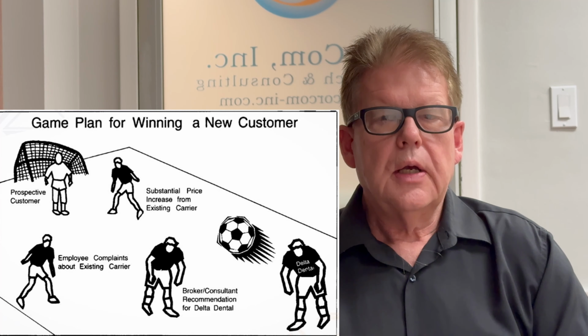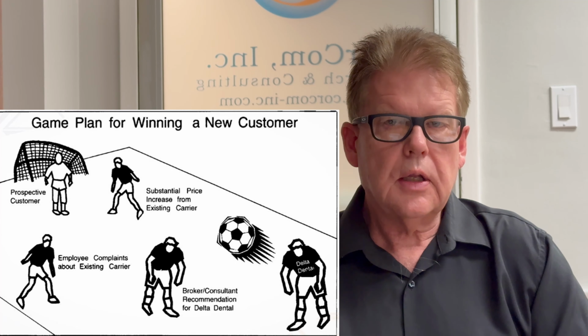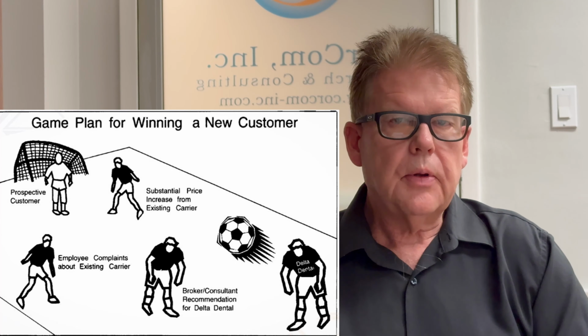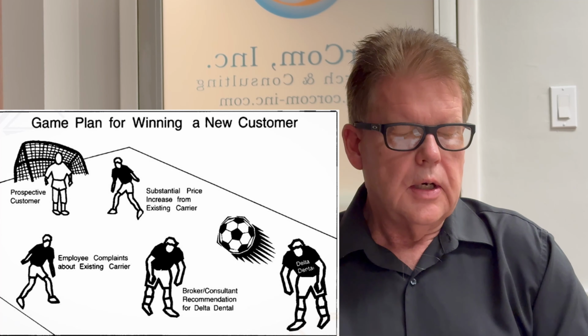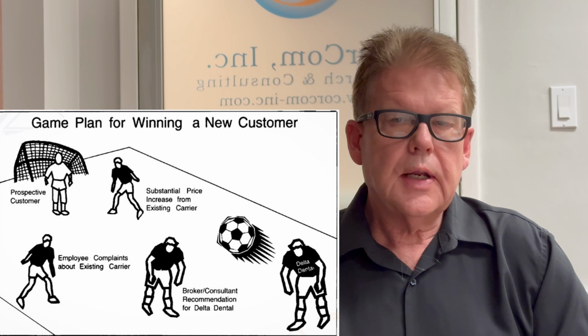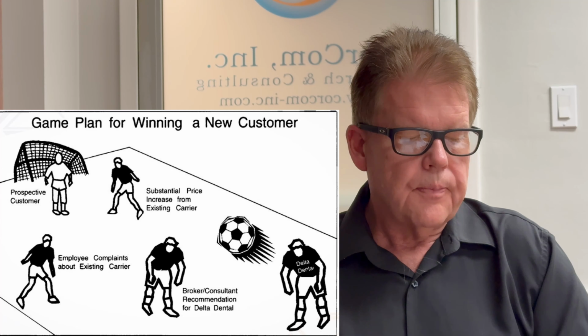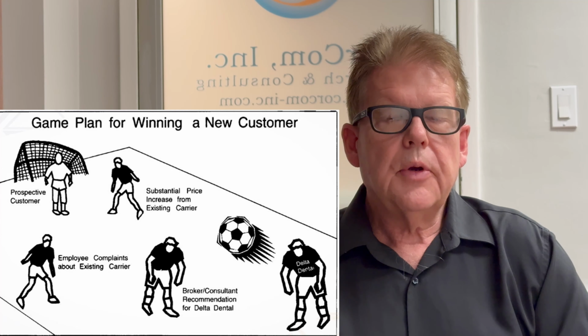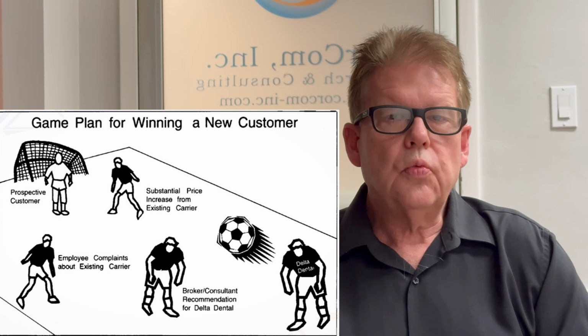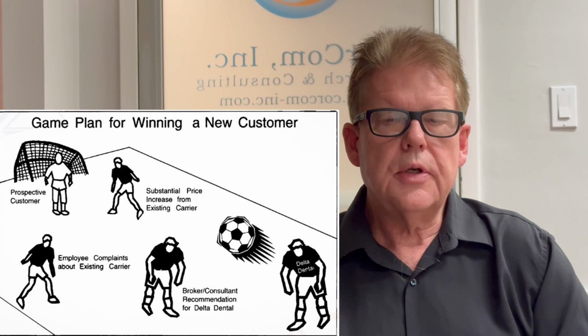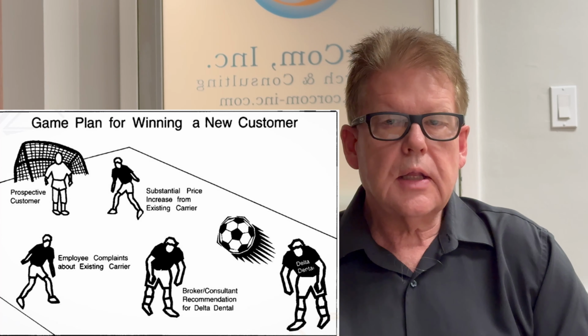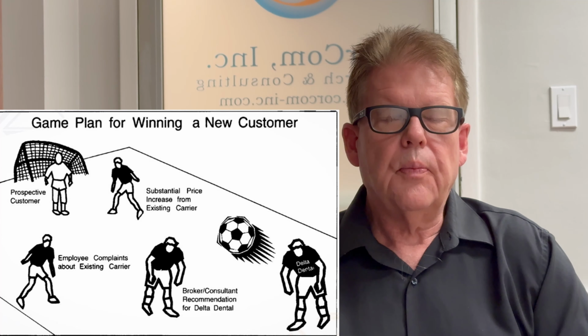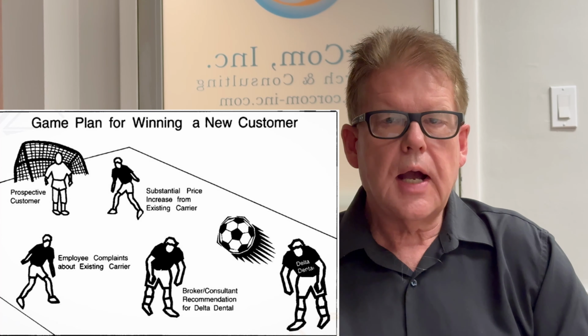Then a broker or consultant would have to recommend them. That was one person who would kick the ball. They'd pass it then to a second player. In this case, it was employees who had complaints about the existing carrier. Then they'd pass to somebody else, and that carrier had substantial price increases. If they did all of that, then the company was willing to allow somebody else to come in there and give a recommendation for offering insurance to their employees. So it was a soccer game, if you will. Now, this is not the whole report, of course. It's just one example. But this little soccer game very clearly articulated the challenge that has to happen for this company to be successful.